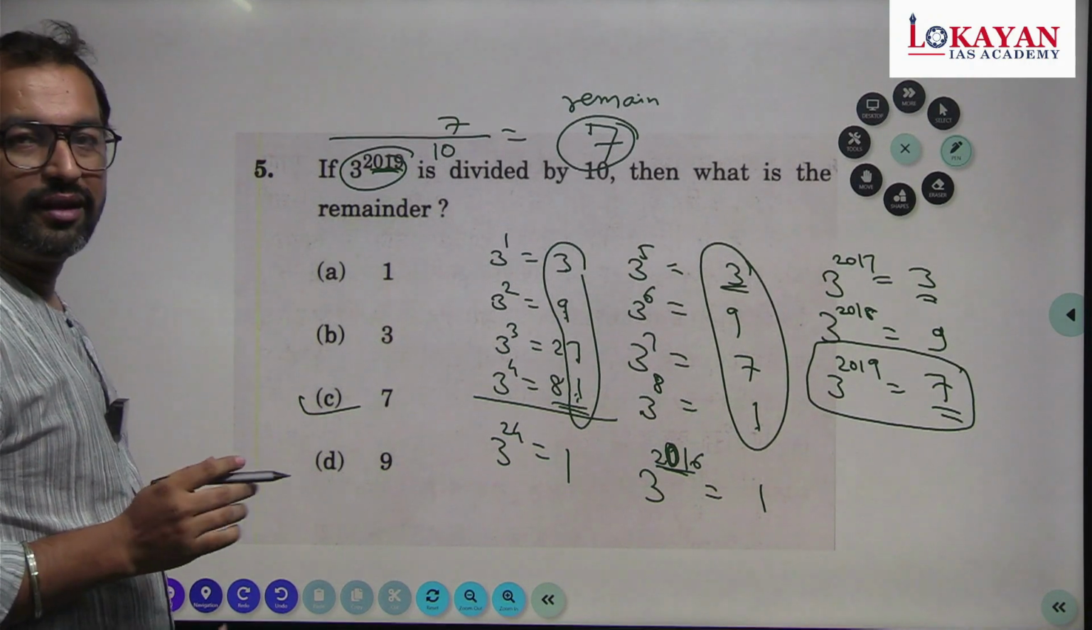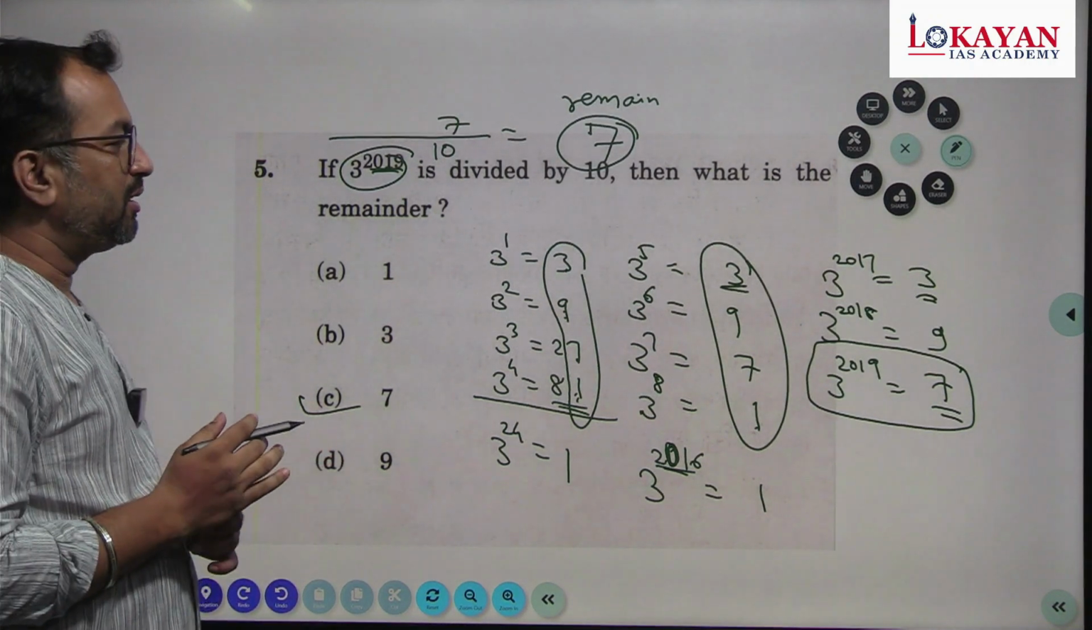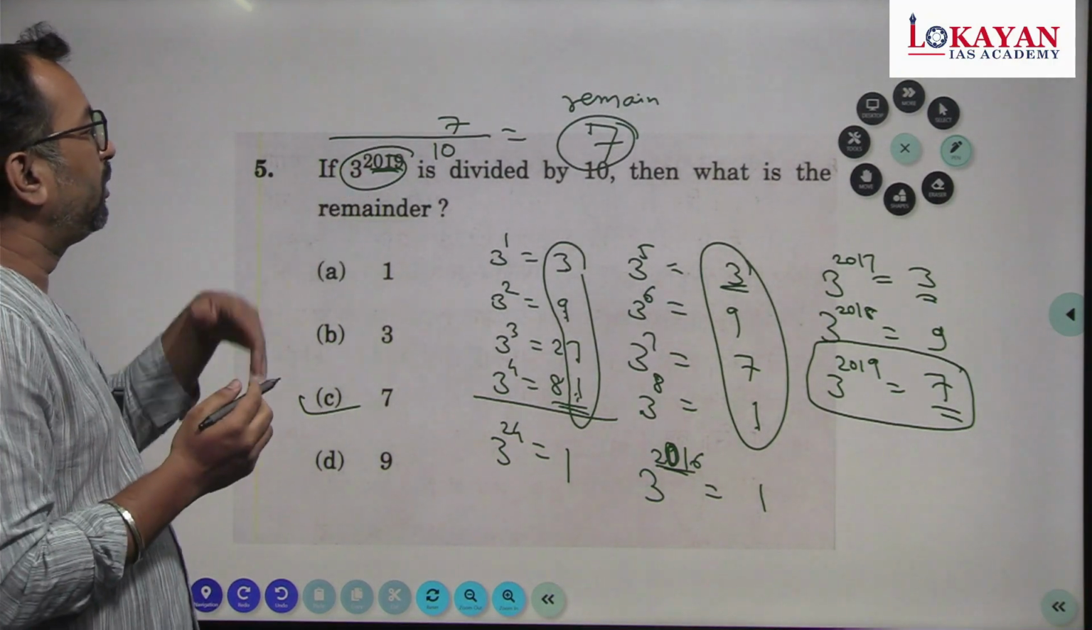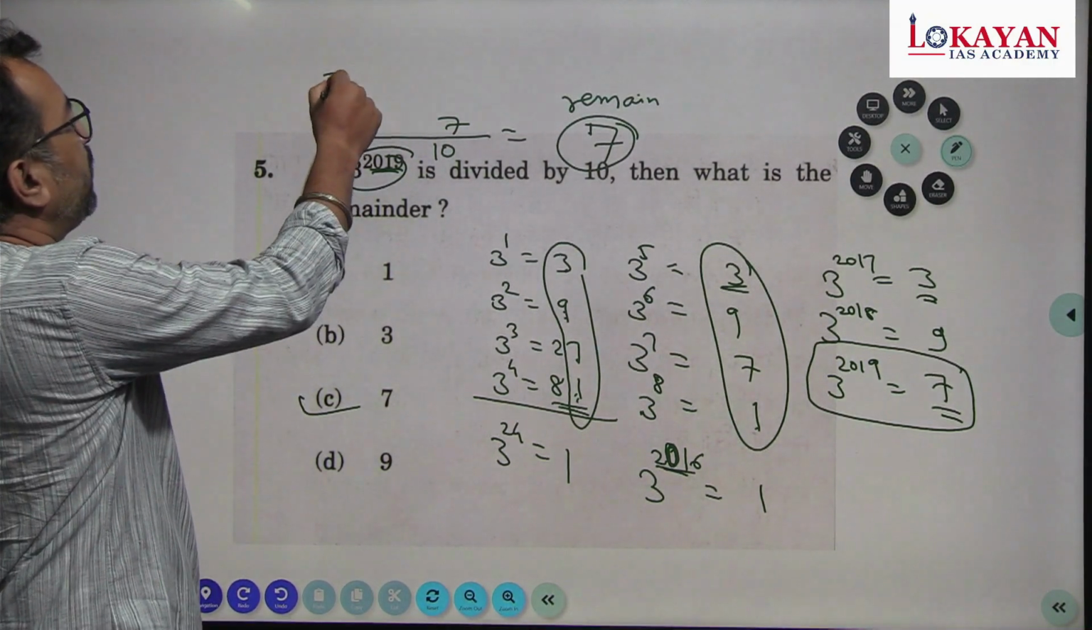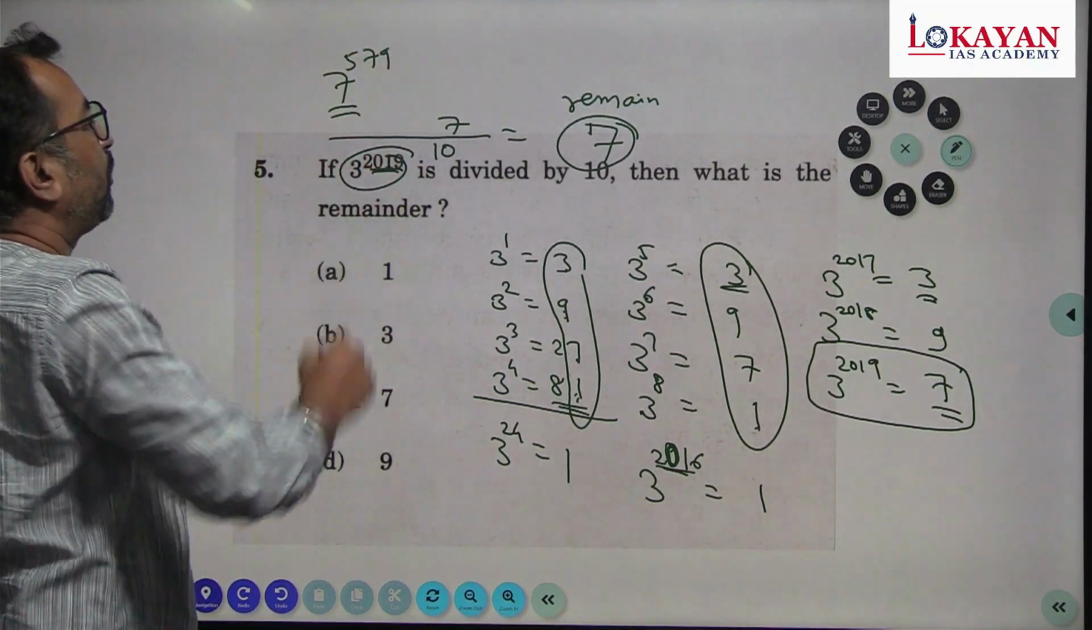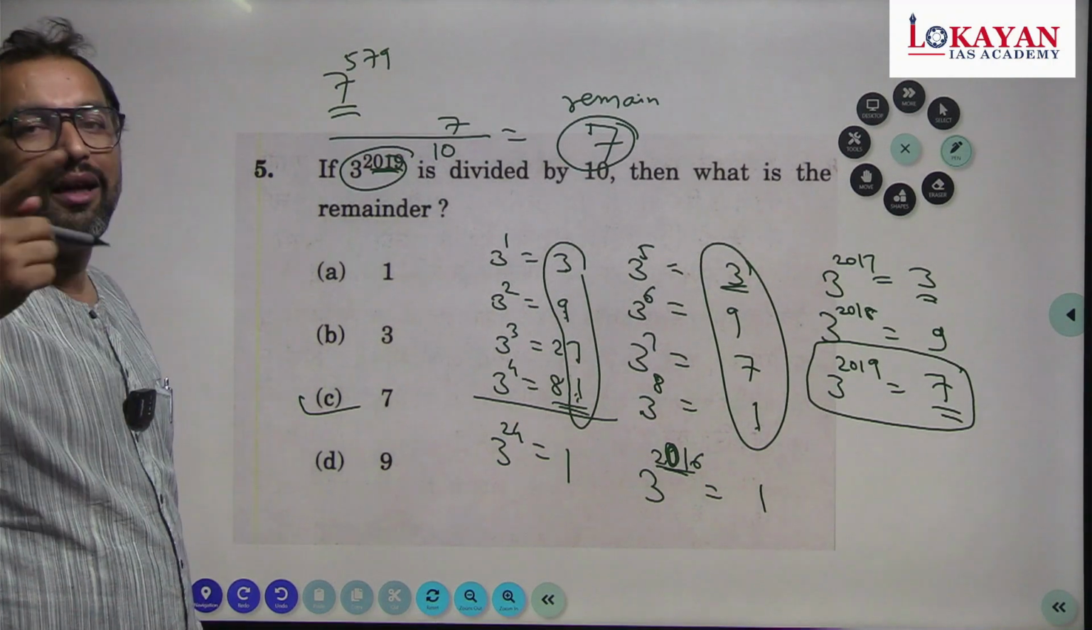I hope you understand the logic behind it. And this is the simplest trick to solve such questions. Many times they will directly ask you what will be the unit place of 7 to the power 579. So just find the pattern of 7's power and when they are repeating themselves.